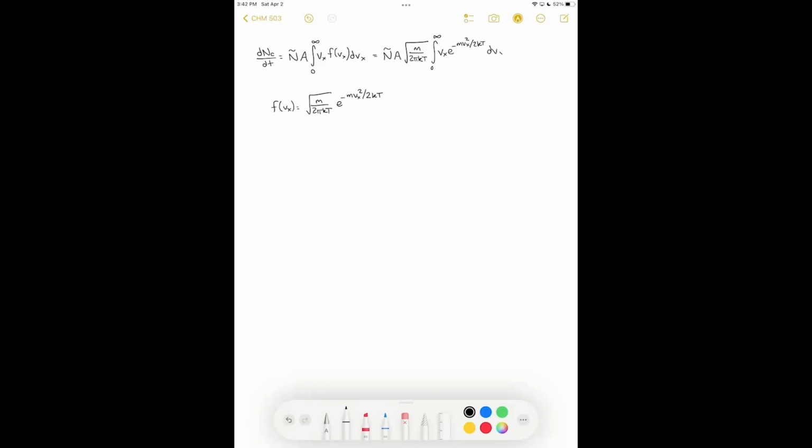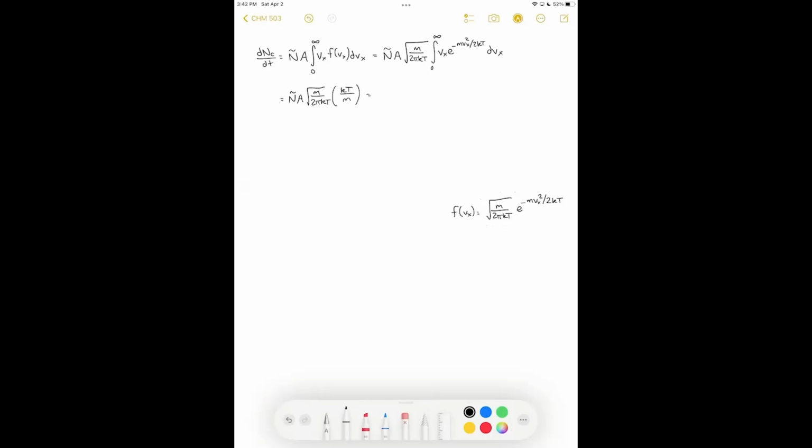kT dvx. And just like we've often done, we can go to the back of the book and find the solution to this integral. So the solution to this integral is as follows. The constants all stay. So we have square root of m over 2 pi kT times our number density times the area. And then the integral simply becomes kT over m. So what we can do with this is we have basically the square root of m kT, which is kT over m to the negative 1/2.